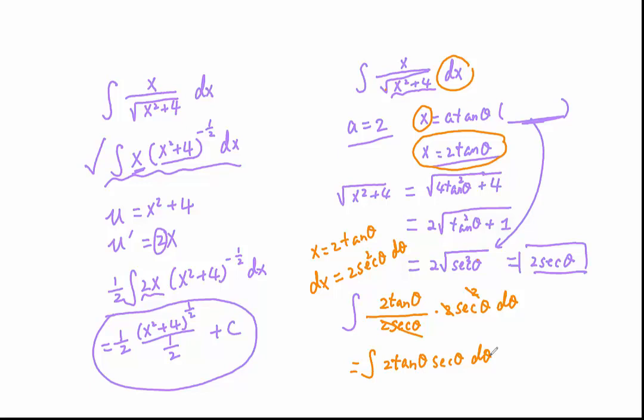Anyone? Secant theta. Everybody is following? Right, remember the derivative of secant theta is tangent times secant, right? So integration of tangent secant will give us the secant. So this is gonna be 2 secant theta.